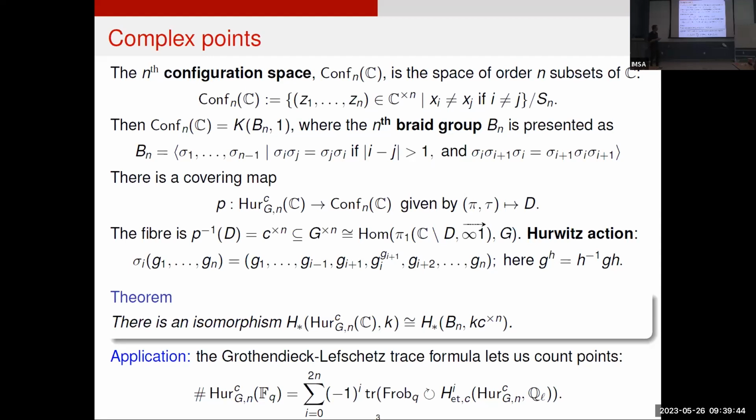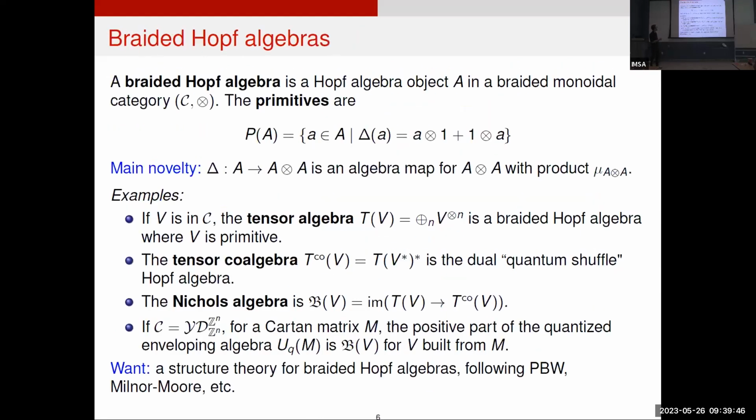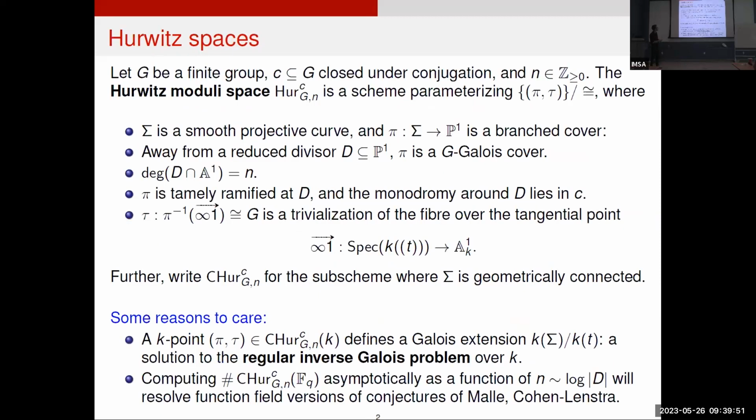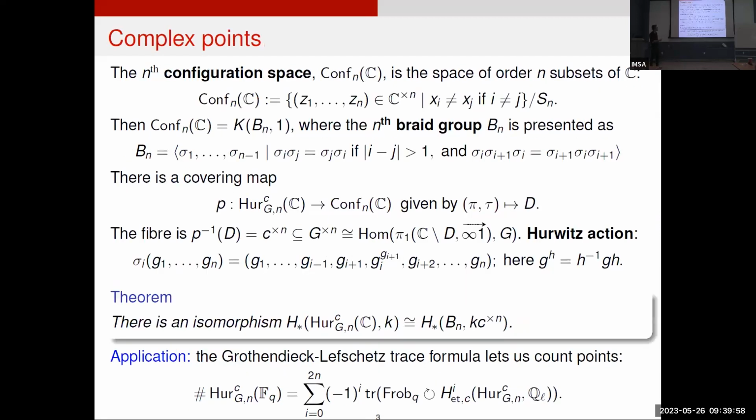But remember that we insisted that the monodromy around the branch points lies in C, this fixed subspace. So rather than having all of G to the n in our fiber, we just have C. That's the fiber, and I can completely describe the topology of this space if I tell you the action of the fundamental group of the base on the fiber.